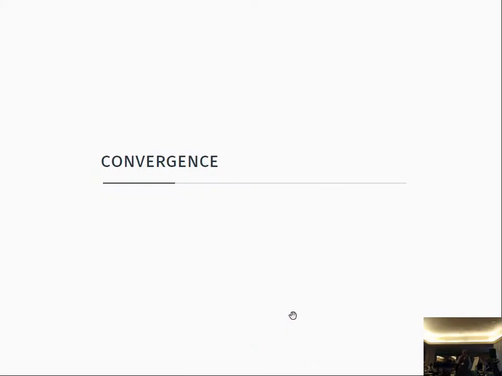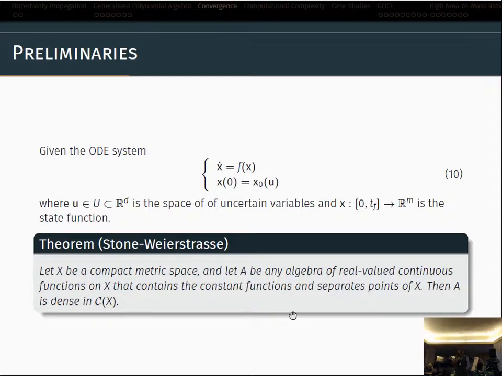Okay, so the first question is, of course, if I am expanding every single function into a polynomial, and I put this into a numerical integrator to propagate my uncertainty through the dynamics, does this converge all the time? And where does this converge? So, in order to prove convergence, that was one thing that we did recently.